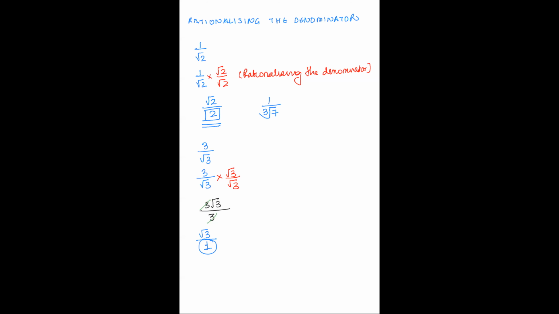1 upon cube root of 7. Okay, so this is a little tricky. When it comes to square root, that is very easy, because in the square root, we consider that same denominator and we multiply up and down and bingo, we are done. But now here we have cube root of 7. So now what do we have to do?